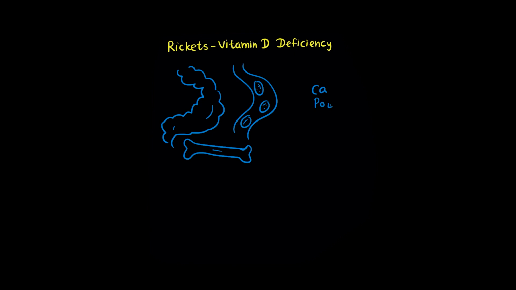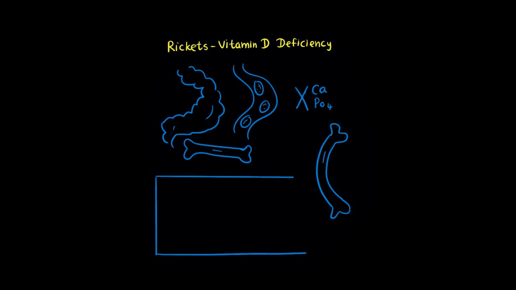Calcium and phosphate can't be absorbed properly from food, leaving bones soft and bendy like rubber instead of hard like concrete. Children develop bowed legs because their soft bones bend under body weight. Their growth plates can't properly ossify, leading to stunted growth and bone deformities.